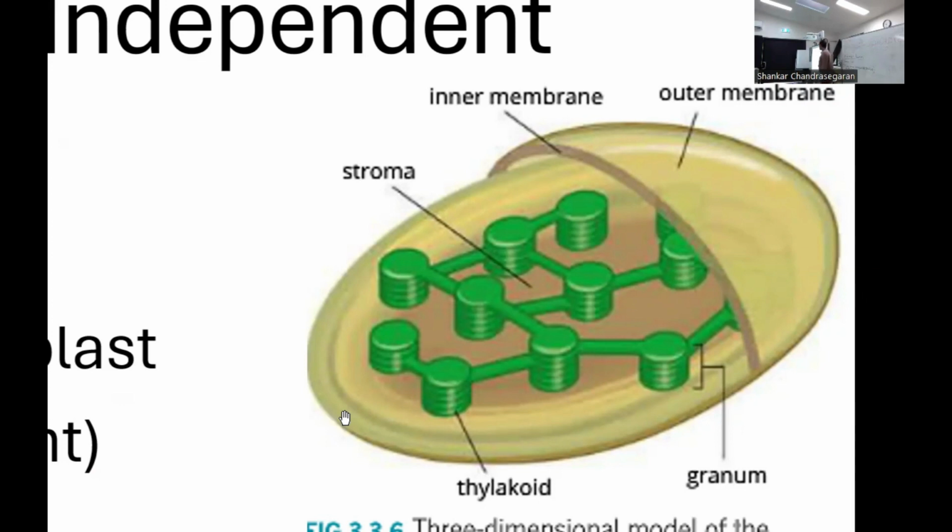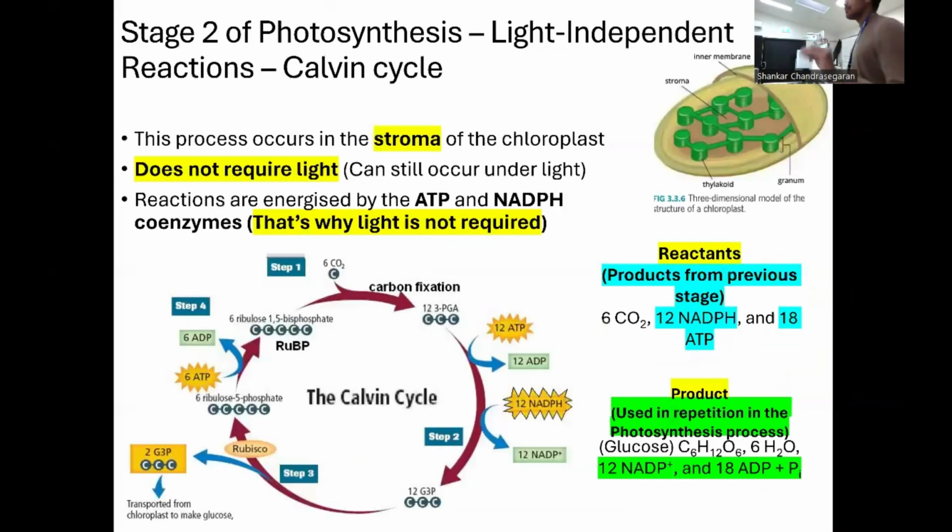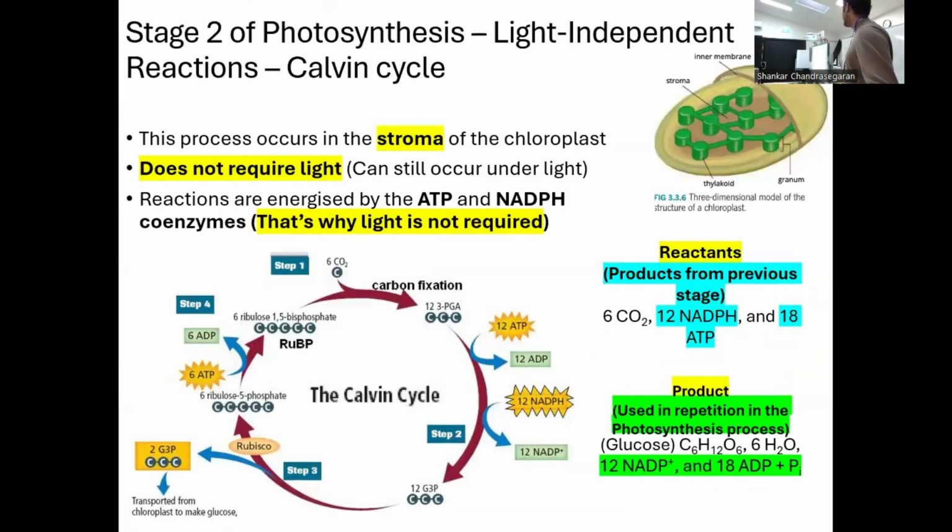But this is the important thing to note. Both reactions happen within the chloroplast. It's just that within the chloroplast, there are different sites for each reaction, but both happen inside the chloroplast. The first one will happen at the membrane of the thylakoids within the chloroplast, and then the second one will happen at the stroma within the chloroplast. Do not ever confuse that. Chloroplast is the site of photosynthesis, and that does not change ever.